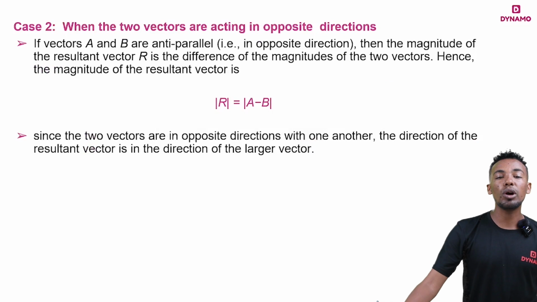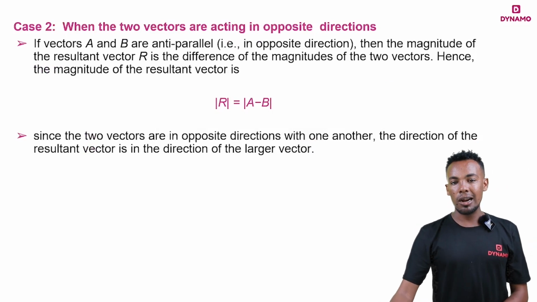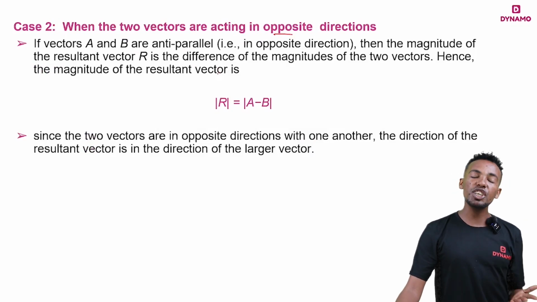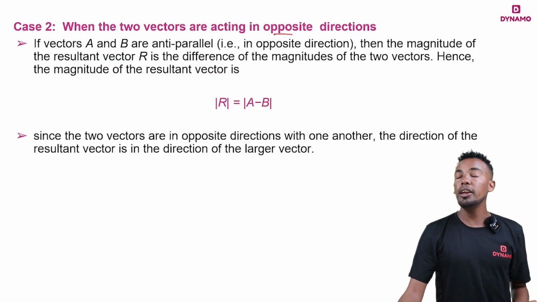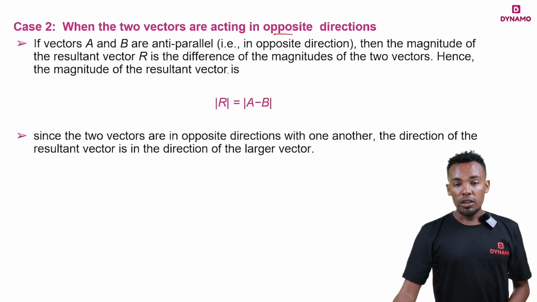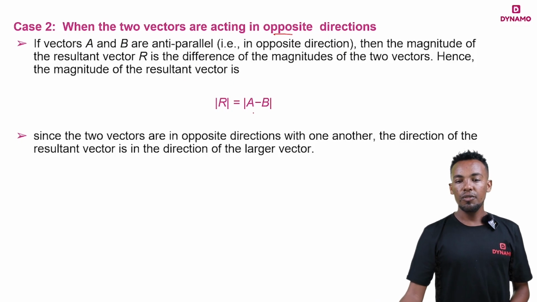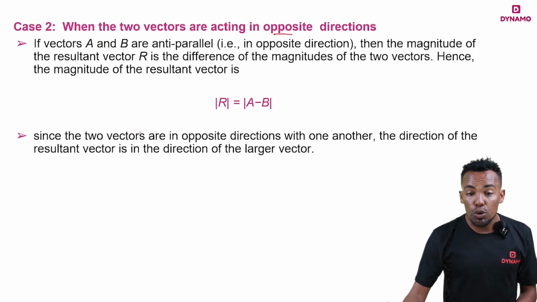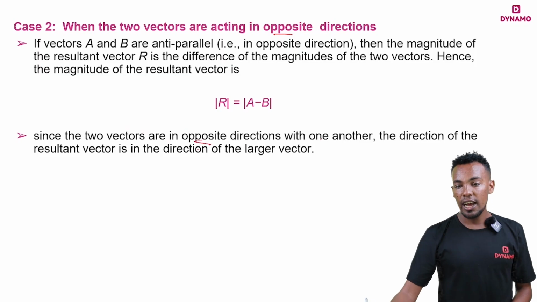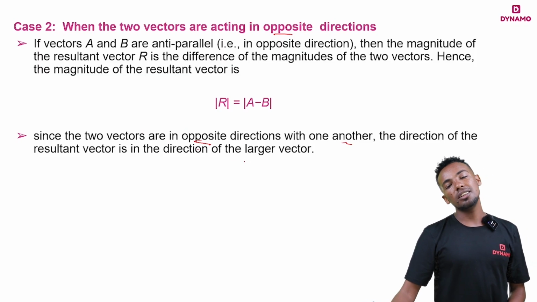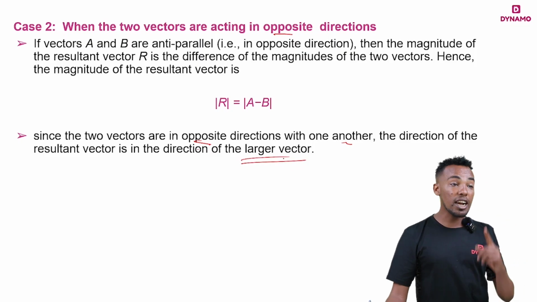The second case is what? When two vectors are acting in opposite direction. If two vectors are anti-parallel or in opposite directions, making 180 degrees, the magnitude of the resultant vector is the difference of the magnitudes of the two vectors, vector A minus vector B. Since the two vectors are in opposite directions to one another, the direction of the resultant vector is what? The direction of the larger vector.